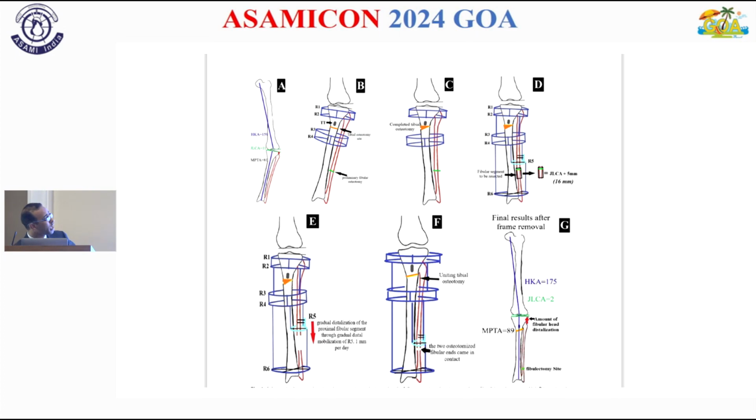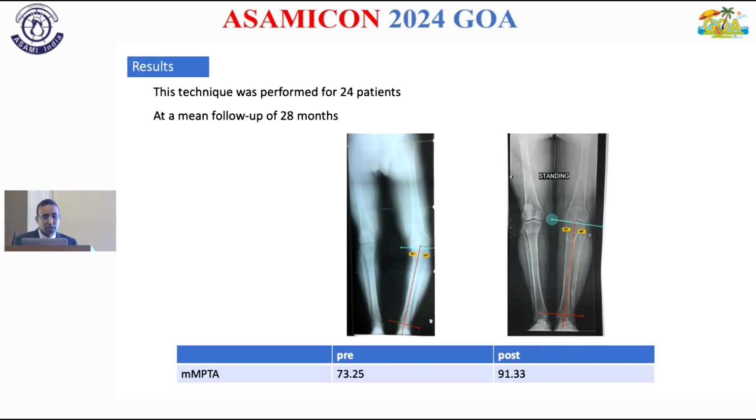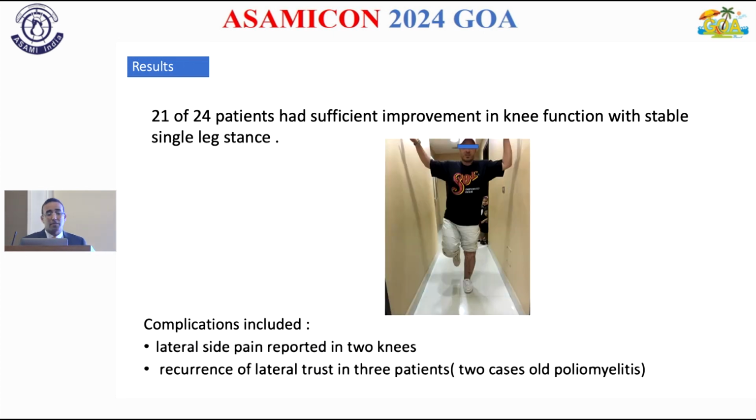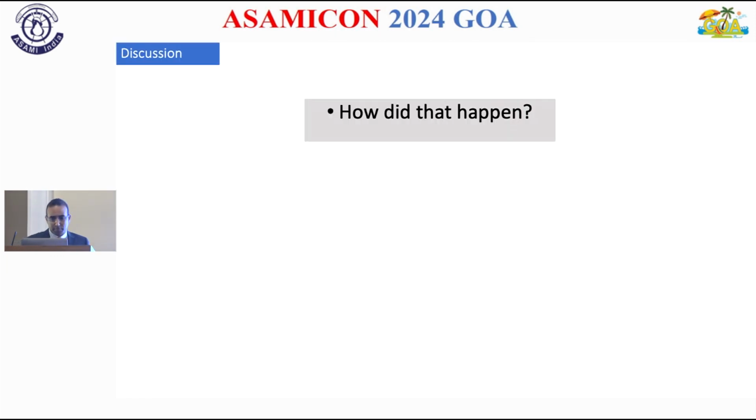So these are illustrations for the application of the frame. As for the results, we have improvement in the corrected mechanical axis of the tibia at a near normal joint line convergence angle, improvement in joint line convergence angles, and the patient had sufficient improvement in knee function with a stable single leg stance. So how did that happen?